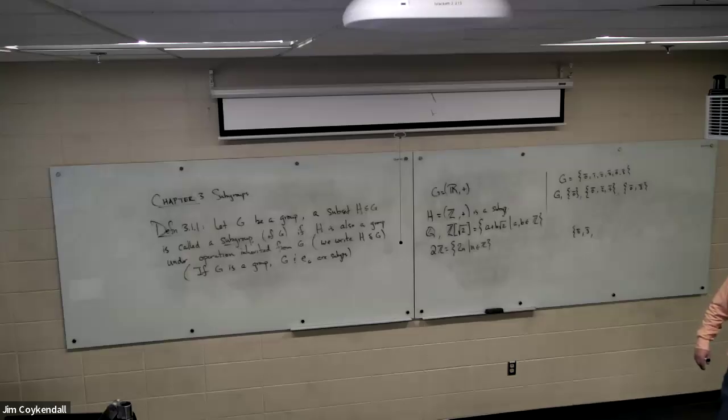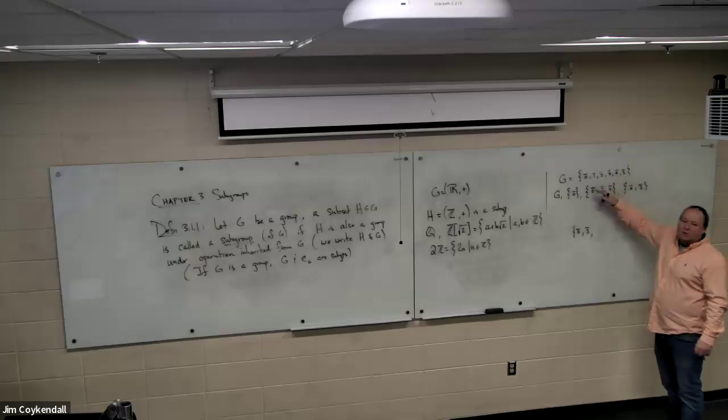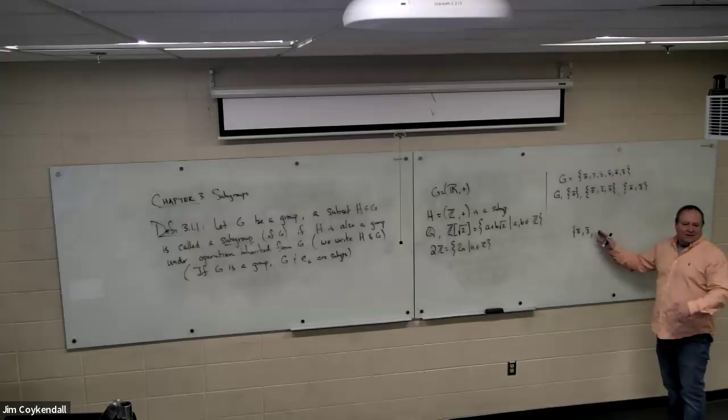What happens if I throw in 5? I've got the same problem, right? Because 5 is minus 1. So if I have 5 in there, then I have to have 4, 3, 2, 1. So if I throw 5 into this, I get everything.